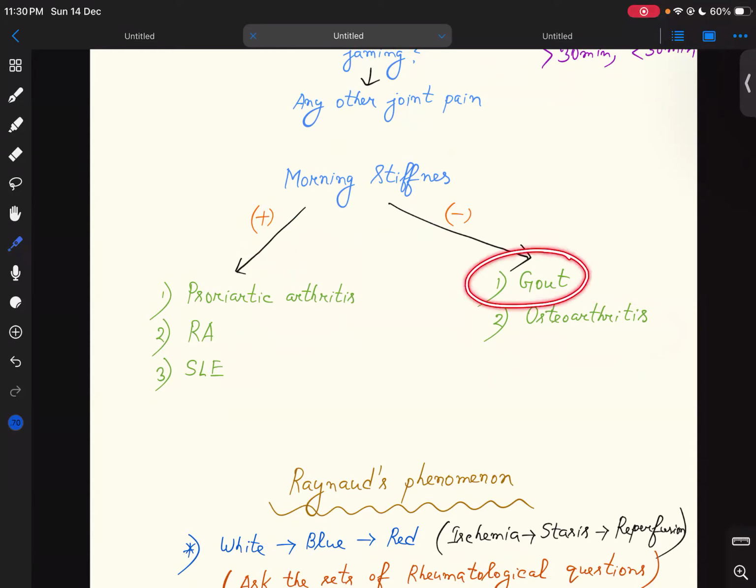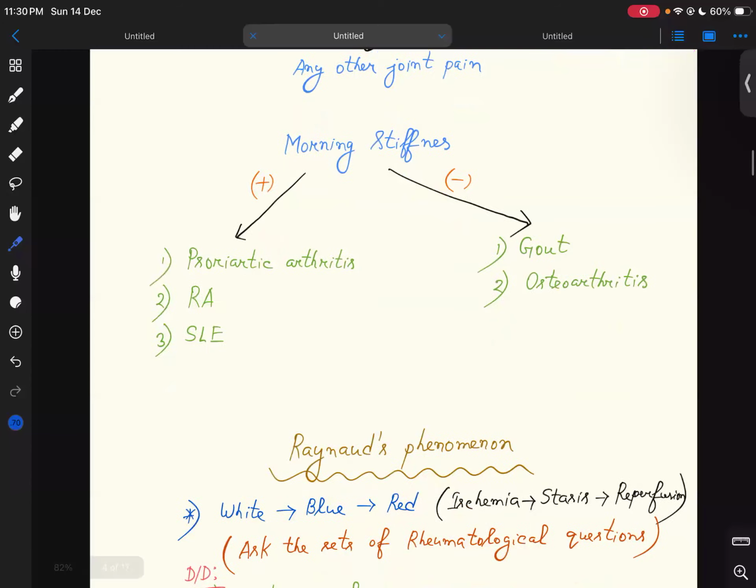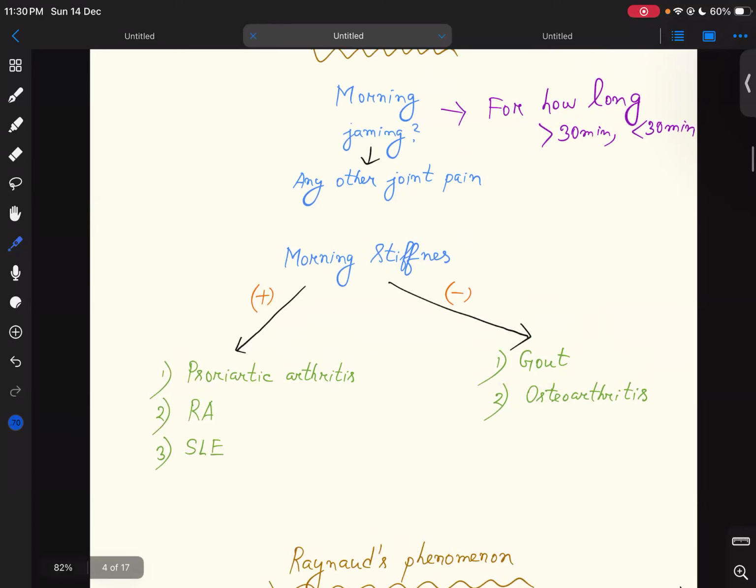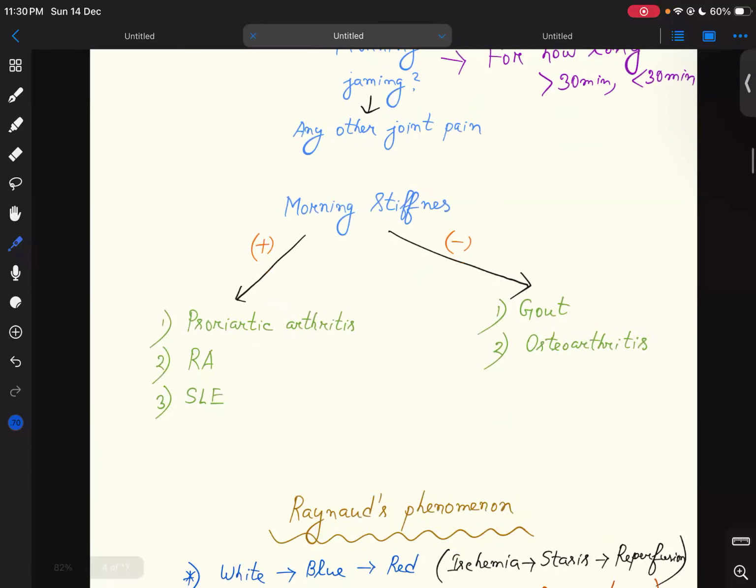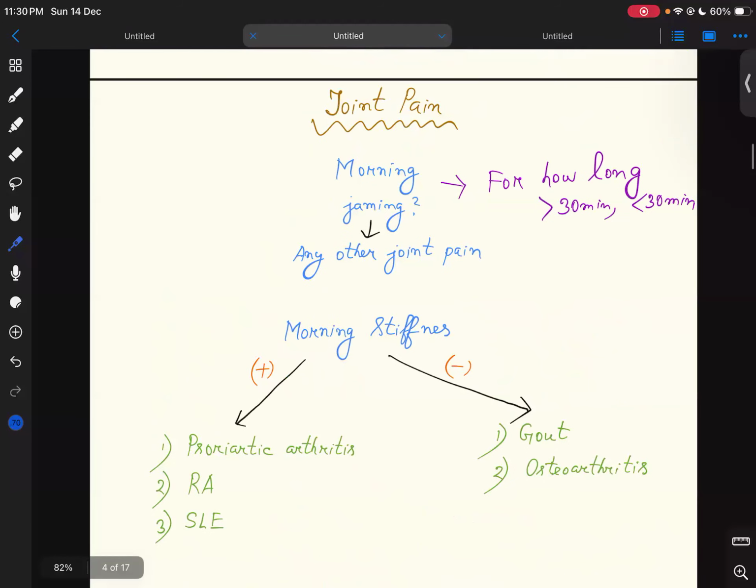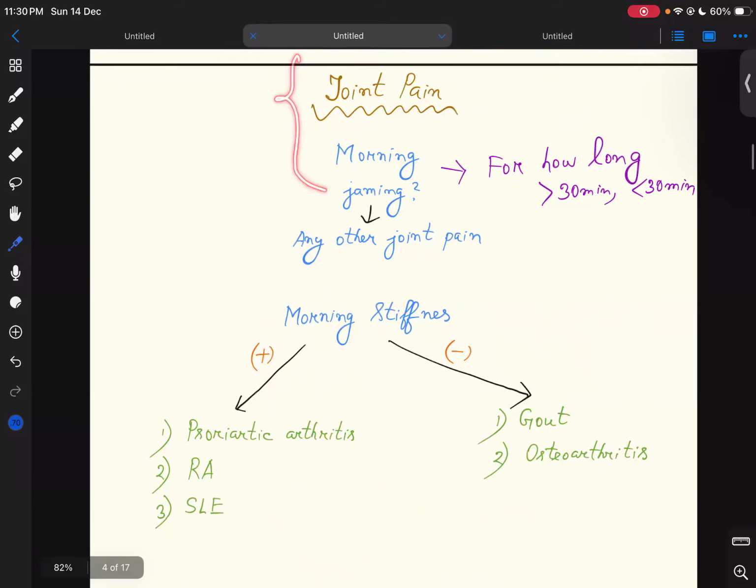To rule out gout, I will discuss it in detail during the later part, during discussion of the knee pain. How to rule out gout from the history? There is a wonderful mnemonic there, and you will get it there. But right now, I'm skipping the screening question for gout. So these are all for morning joint pain.